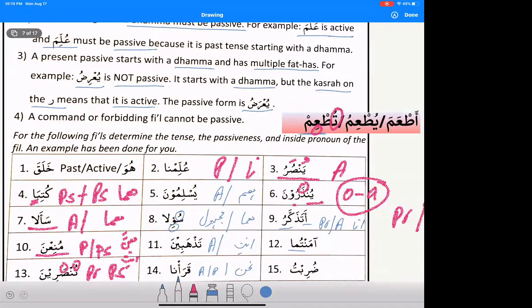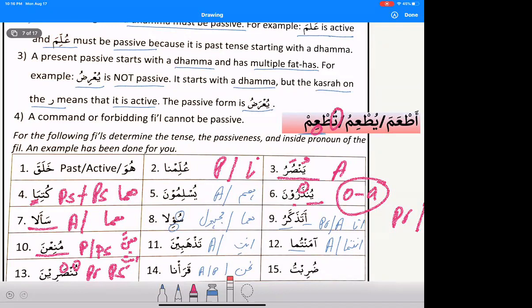And now we need to look for the sounds. What sound are we looking for in past passive? U and E. So do you hear U and E here? No, so that means this is active. Now you need to look, what is the pronoun in it? Antuma.